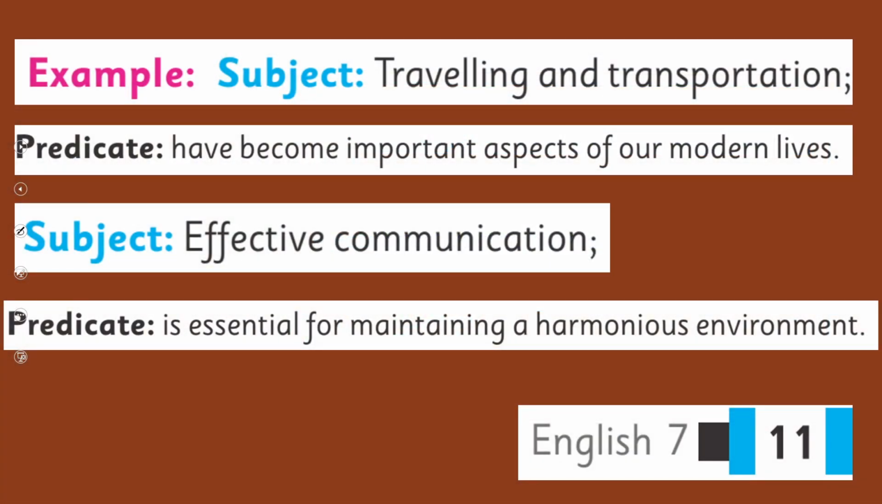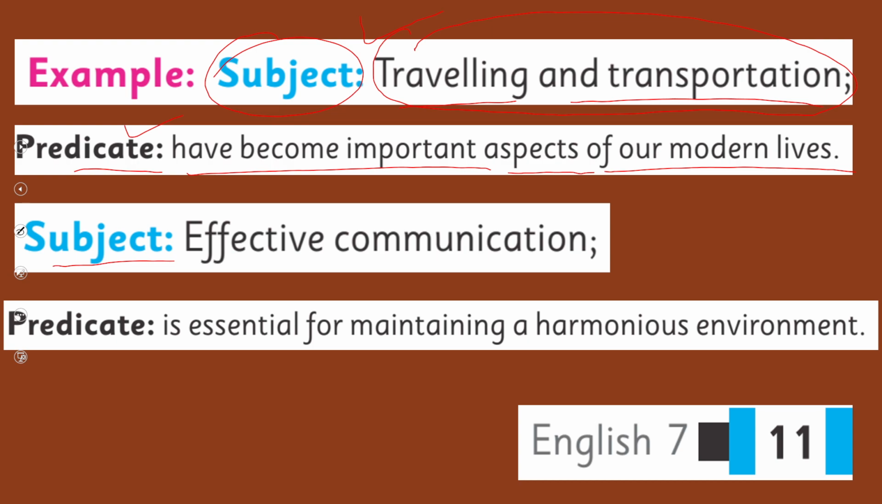Let's talk about the subject. For example, traveling and transportation. We are talking about traveling and transportation, so it is our subject. Predicate is the further part of the sentence, which gives the information about the subject. So, traveling and transportation have become important aspects of our modern lives. This is a predicate.